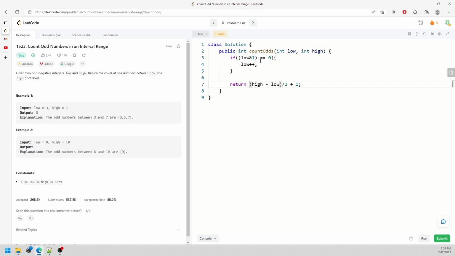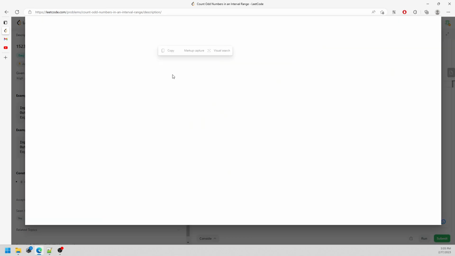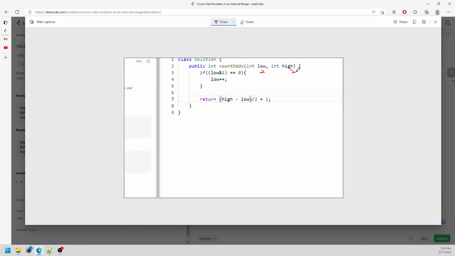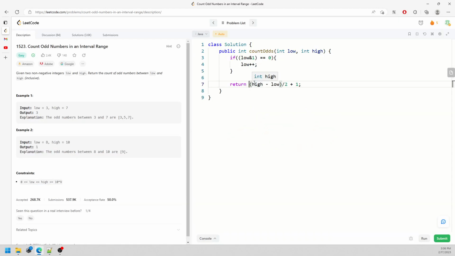But the problem is what? If low equals 2, high equals 2, you increment the low by 1, right? So 2 becomes 3. So now low is greater than high. Now you need to return 0. So if low is greater than high, you return 0. Else you return the formula.